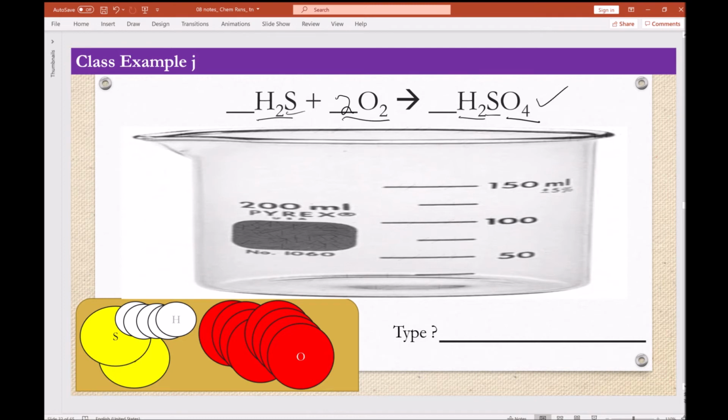Balanced, 1, 2, 1. What type of reaction is occurring here? I have hydrosulfuric acid, which we'll call A, B, combining with oxygen, we'll call this C, and then we get A, B, C. We have one thing that is formed as a result, so this is a synthesis reaction.